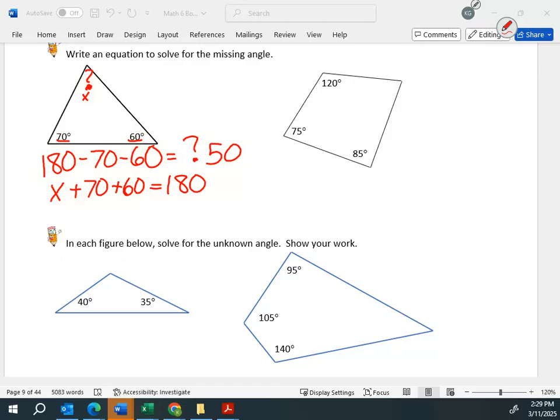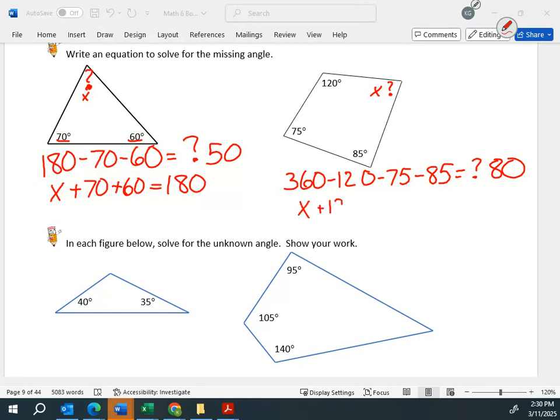Same thing goes for our quadrilateral. Here is our missing angle. We know quadrilaterals are always 360 degrees, so we're going to subtract away the angles that we know. So 360 minus 120 minus 75 minus 85 is going to equal that question mark angle. And if we do the math with our calculator and we subtract them all out, we see that it is 80 degrees.